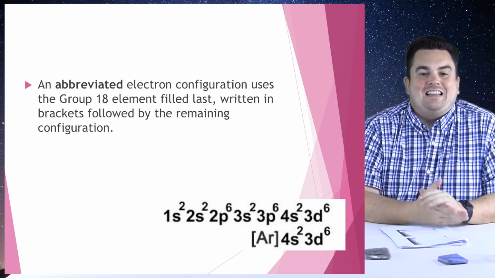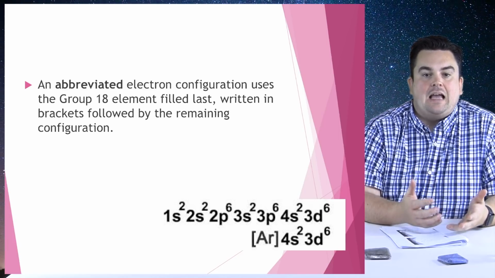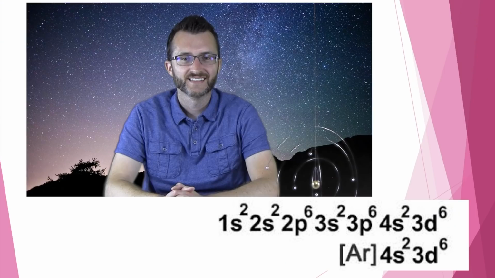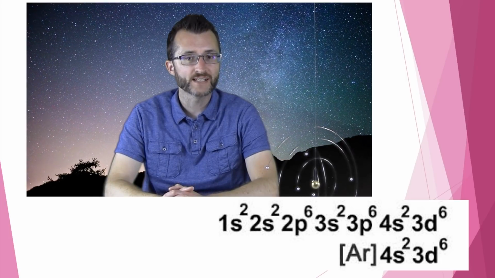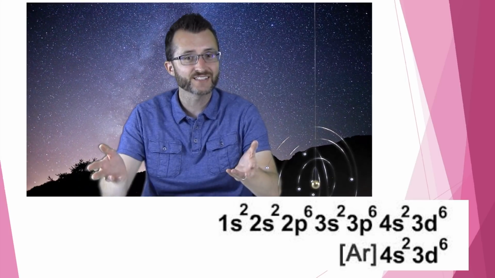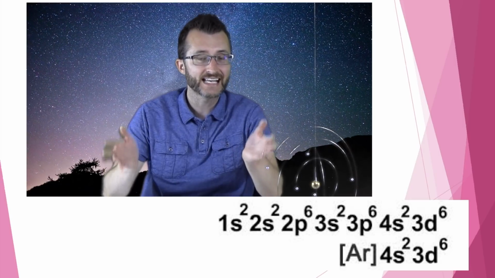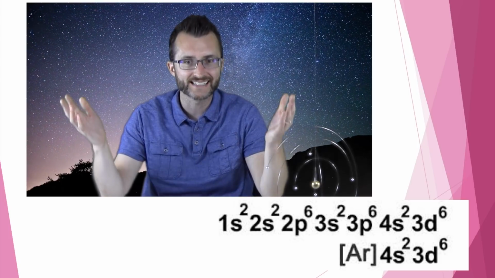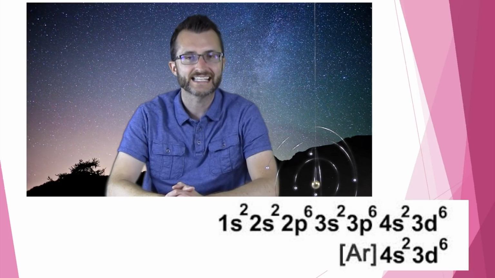An abbreviated electron configuration uses the group 18 element filled last, written in brackets followed by the remaining configuration. Let's take a look at the electron configurations that are listed in the picture. We've got 1s2, 2s2, 2p6, 3s2, 3p6, 4s2, 3d6. And it turns out that 1s2, 2s2, 2p6, 3s2, 3p6, that section of it, is actually the electron configuration for argon. So instead of writing that all out, we condense it down to argon in brackets, and we leave the remaining part, 4s2, 3d6, intact.